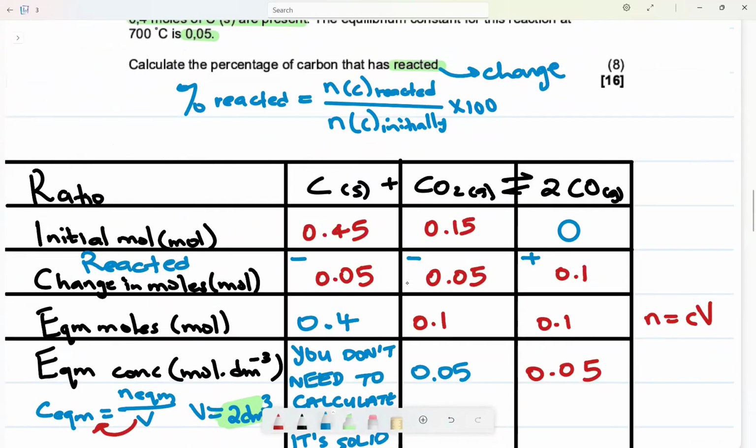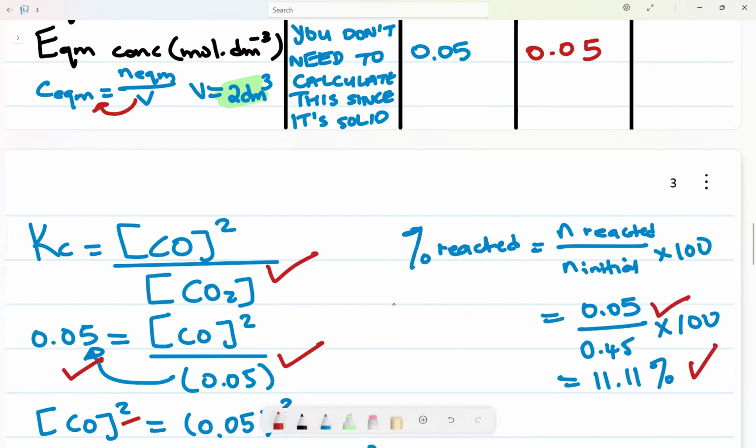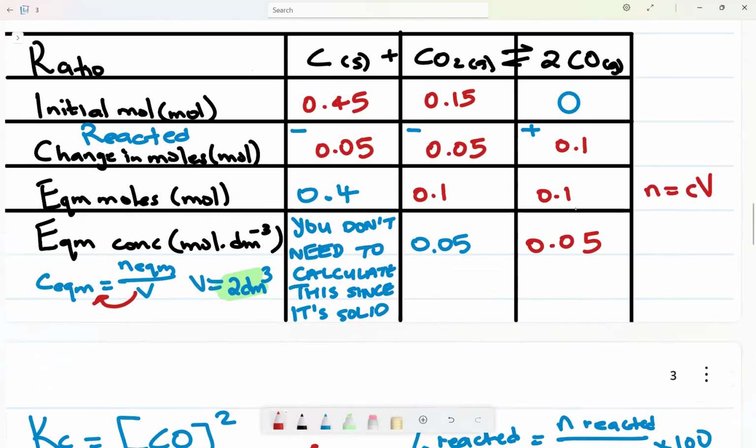What has reacted for carbon, never mind the negative sign for now, it is 0.05. 0.05 has reacted. What are the initial? The initial is 0.45. Then I'll multiply that by 100. If I do my calculations correctly, I will get 11.11%. So this is the percent that has reacted. So far I have 5 marks.